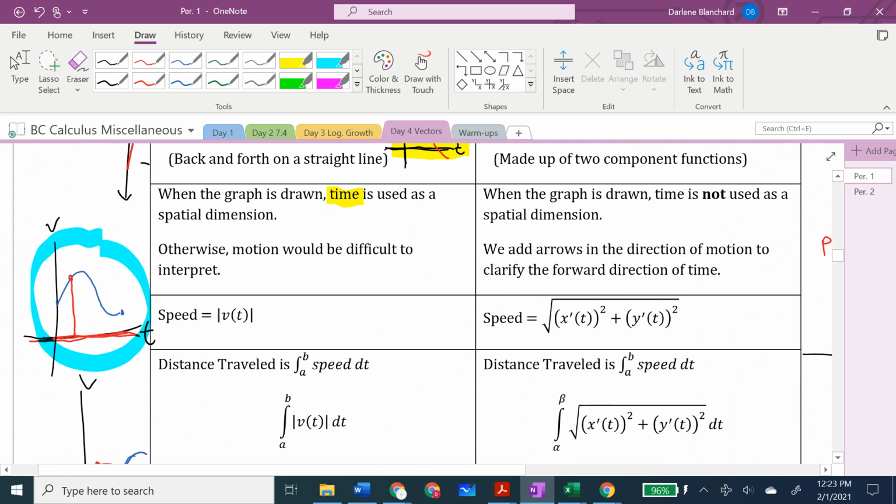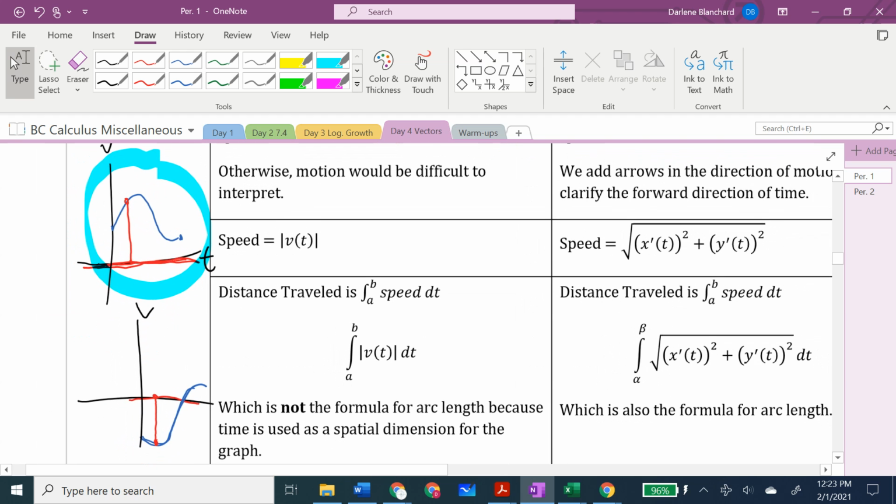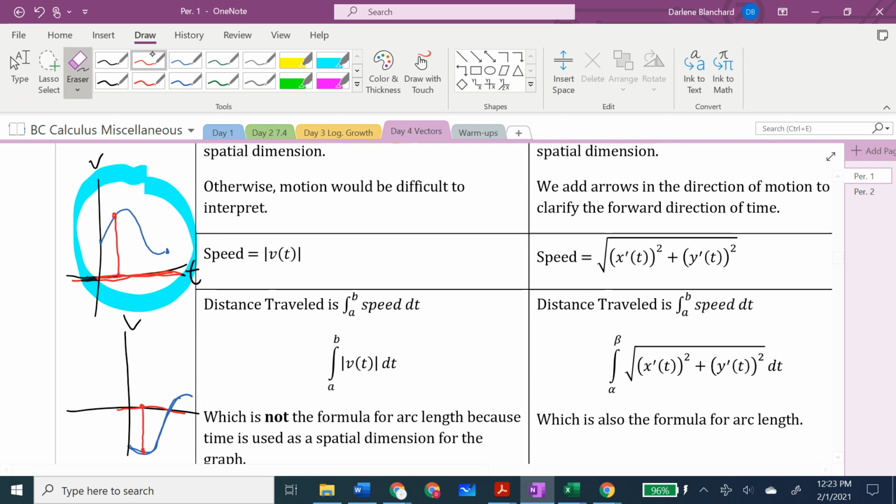When we were dealing with linear motion, we had a function with respect to time, and we might have looked at the graph of the velocity with respect to time. The speed was just the absolute value of velocity, which would basically just be how far the velocity is from zero. You're just taking the absolute value.